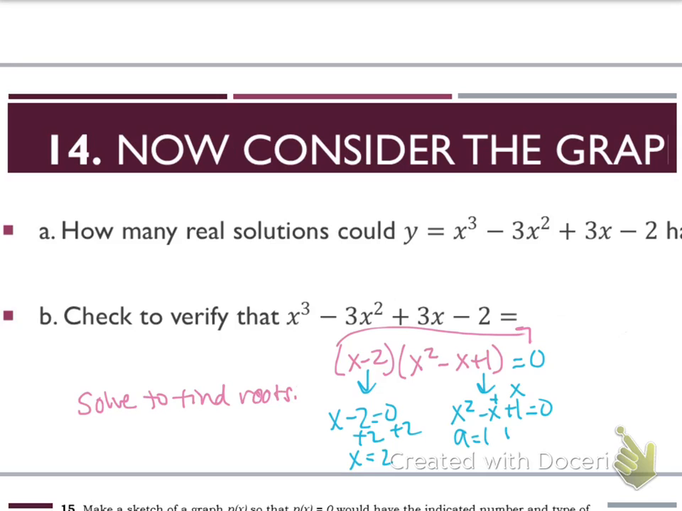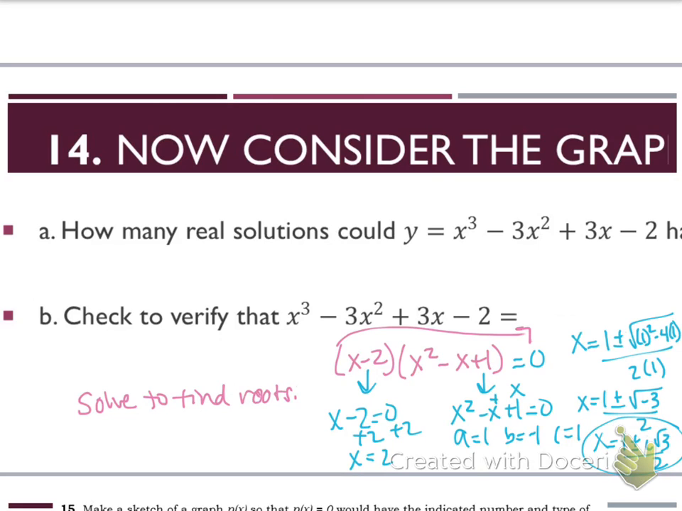So my a is 1, my b is negative 1, and my c is 1. So x equals negative b plus or minus the square root of b squared minus 4 times a times c, and those are all 1s, all over 2 times a. So 1 plus or minus the square root of 1 minus 4 gets me negative 3, and then we can pull that out with an i. So 1 plus or minus i square root 3 over 2. So I have 1 real and 2 imaginaries in that one. Okay, so in question D, it says how many roots does it have? Well, it has 3, but it has 2 complex and it has 1 real.